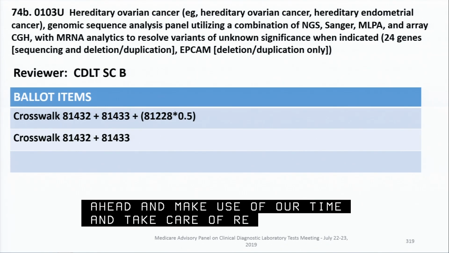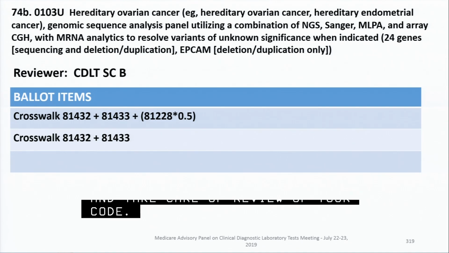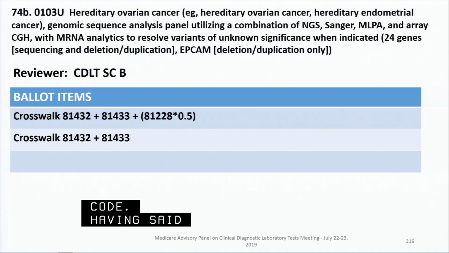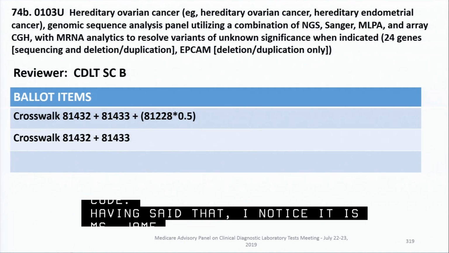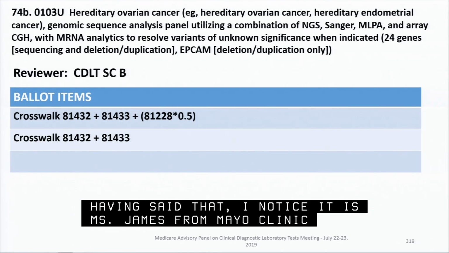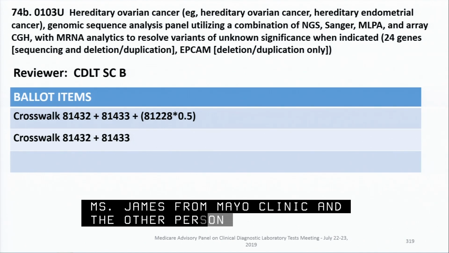So having said that, I notice it's Ms. James from Mayo Clinic and the other person, Dr. Adensky. And who is the person in the back? Okay.